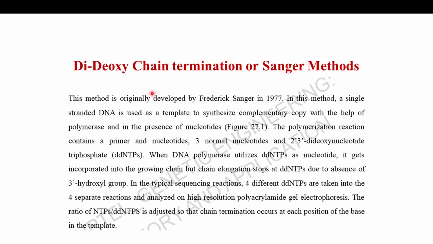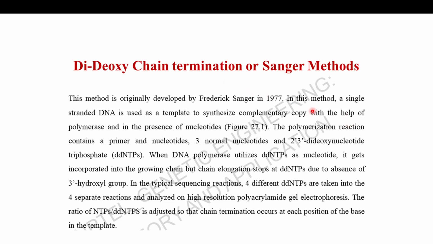So one is the Sanger method. This method was originally developed by Frederick Sanger in 1977. Here a single-stranded DNA is used as a template to synthesize a complementary copy with the help of polymerase and in the presence of nucleotides. Right? We looked at the complementarity of A, T, G, C. So if one chain has A, T, G, C, then the other chain will have T, A, C, G.